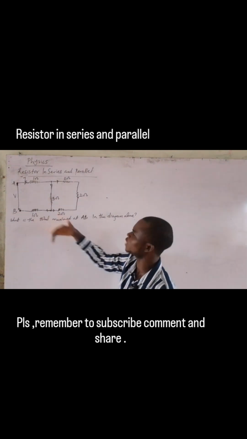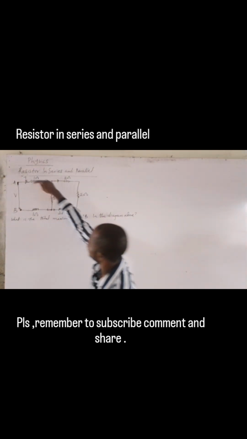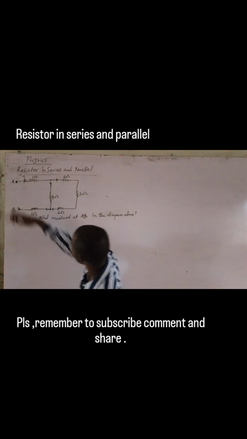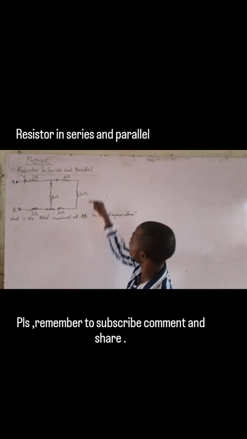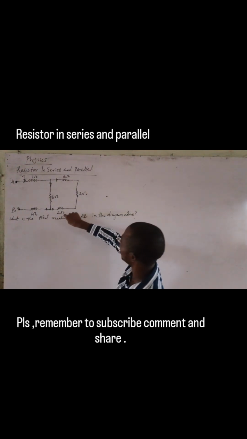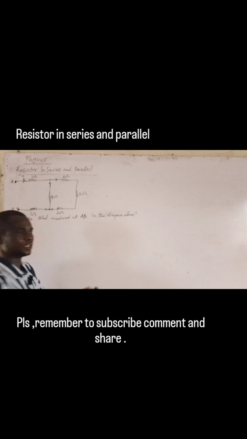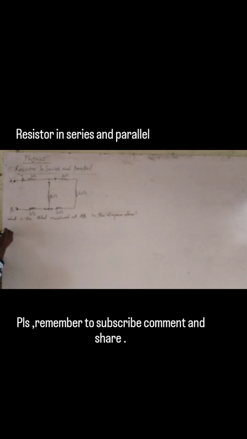But this question does not have a voltage that is connected between point A and B. So we can just clean up this place now. But we can know as a result of that explanation that these 2 ohms and 2 ohms are connected in what now? In series. So let us find the resistance combination.